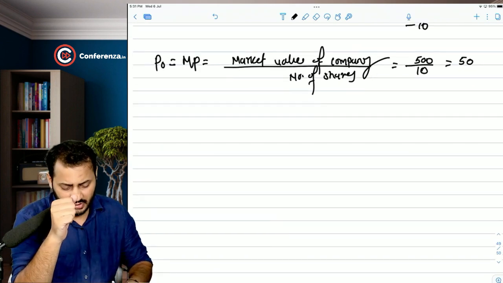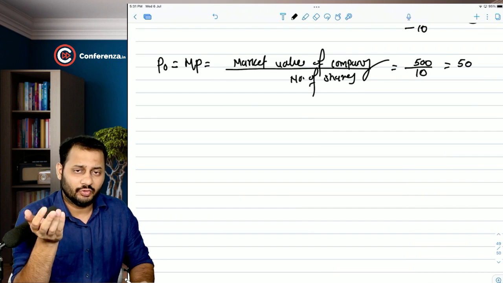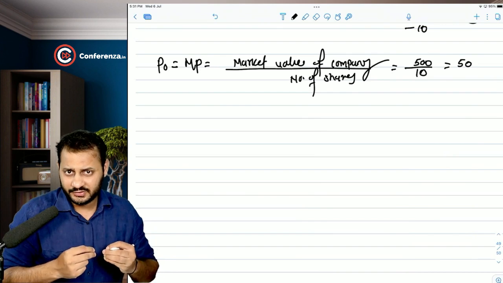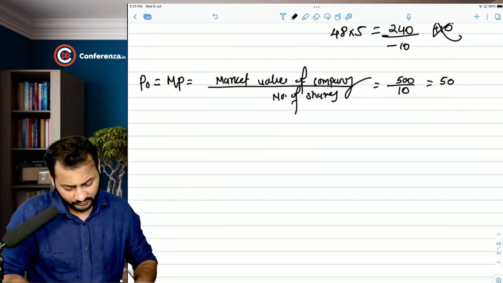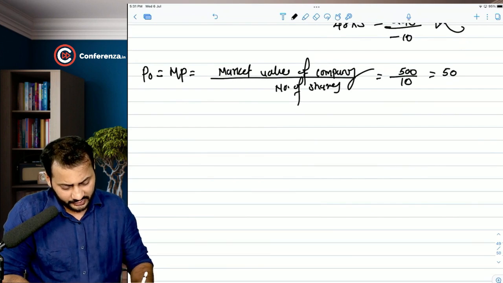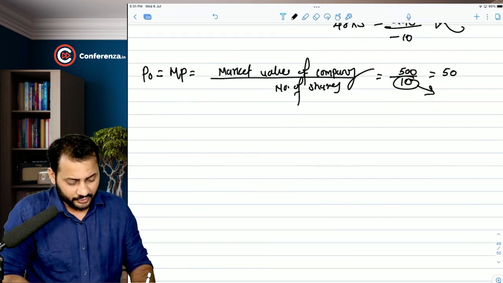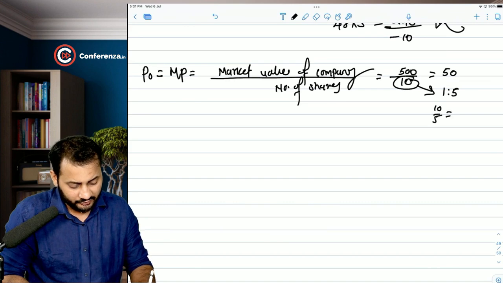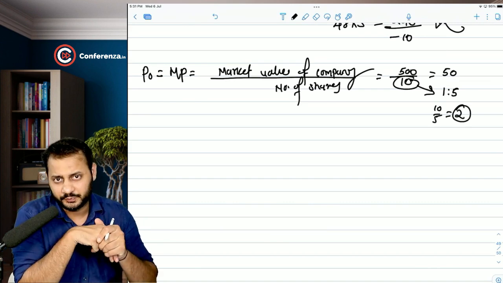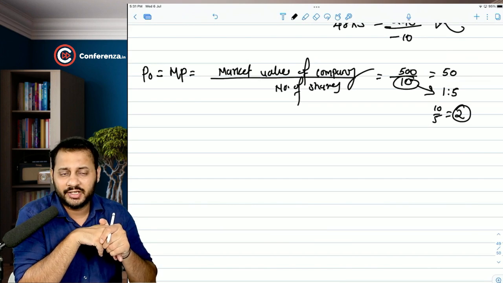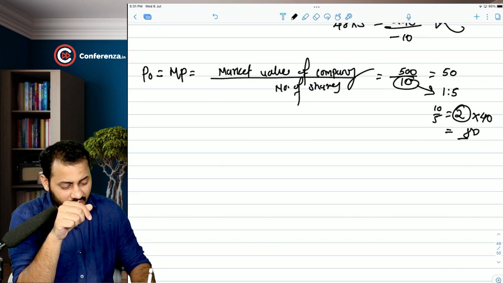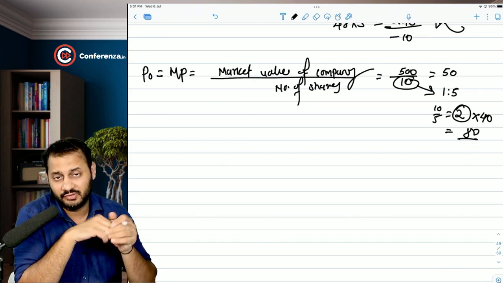Today's market price. And after the right issue, what will happen? There will be two things. You will raise additional funds from the market. Let's say there are 10 crore shares, and you issued the right issue in the ratio of 1:5. So 10 divided by 5 means 2 crore additional shares you are going to issue, and you are going to get 40 rupees for each share. That will be adding 80 crore in the bank account.